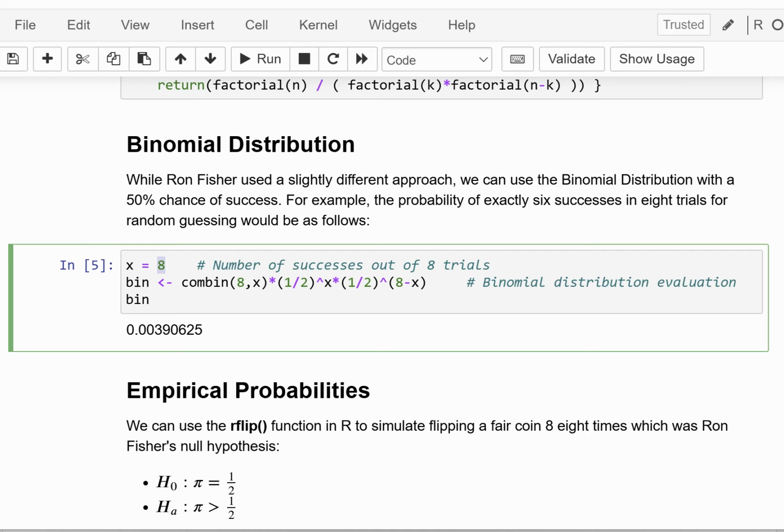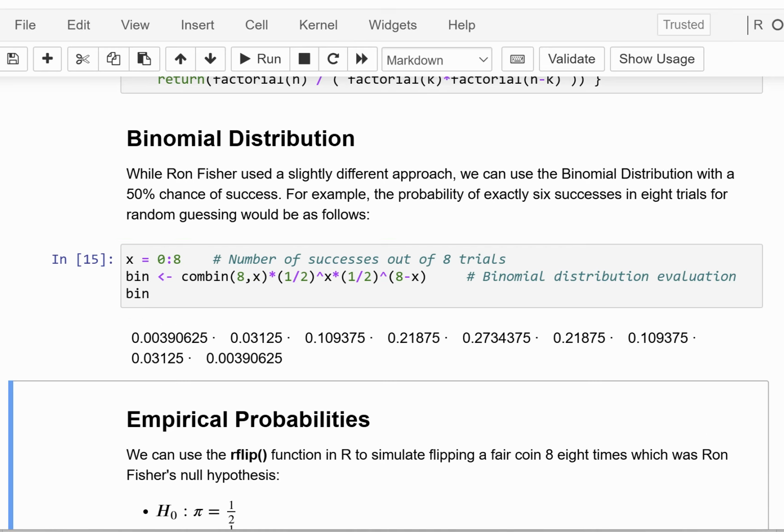But you know what? Try this. Put 1:8. I'm sorry, I want to do 0:8. Why? Because watch what it'll do. Since x now has 9 different values, starting at 0 and going up to 8, right? What does that do to the formula? Oh, it prints out all of the values. Now, you'll notice that the probability of getting 0 correct is the same as the probability of getting 8 correct.